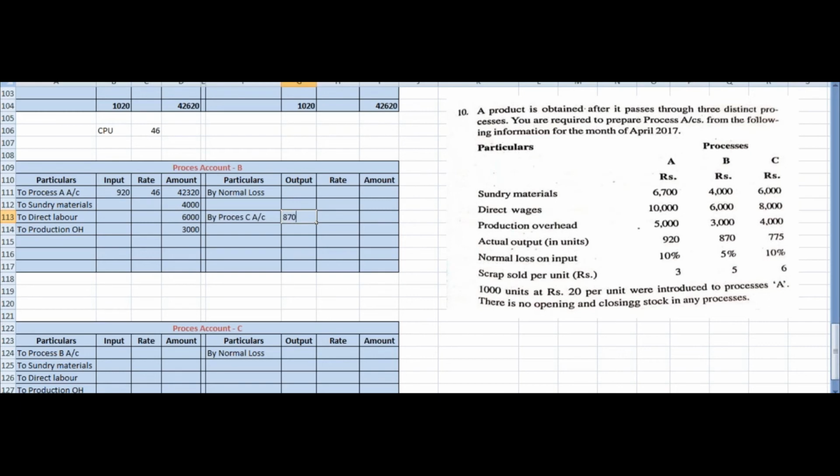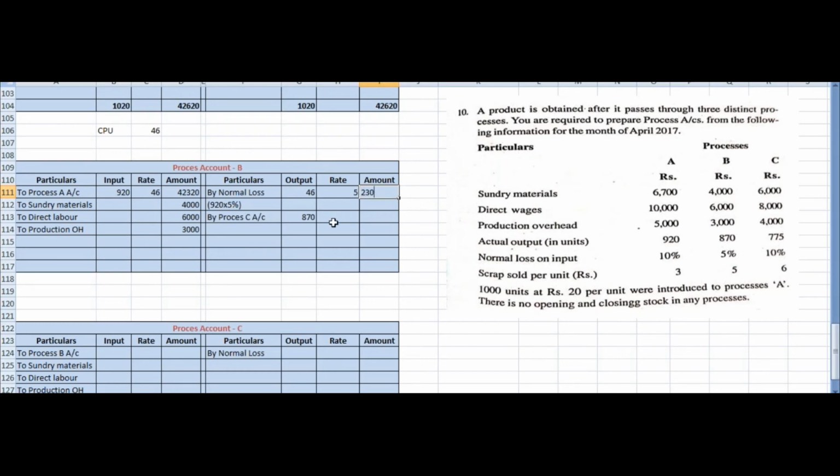870 units, 8. You need to find the rate. Now tell me, normal loss 5%. How much does it come to? 5% of 920 is 46. So 920 into 5% is 46. For your reference, I have written it here. Now 5%, what is the rate for this? 46 into 5 is 230.